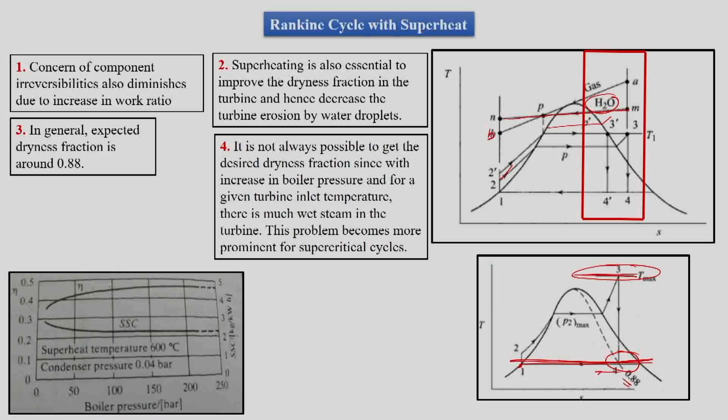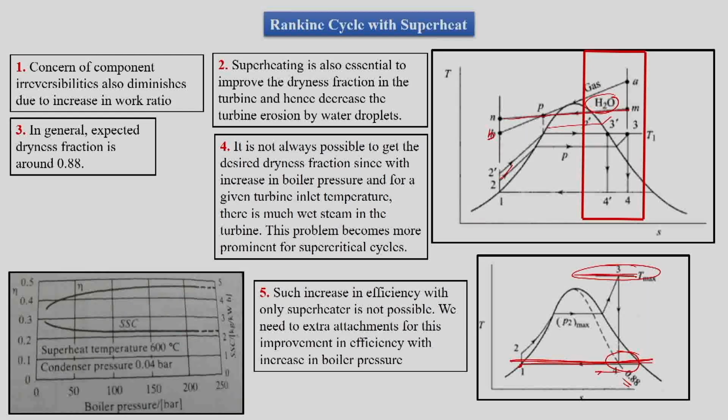So if we want efficiency to be continuously increased and specific steam consumption to be continuously decreased, it is not possible only with superheat, because it depends upon the source which is going to give heat. But yes, it is possible to increase the efficiency and decrease the specific steam consumption if we have certain extra attachments to the existing Rankine cycle, whatever we are talking about. We will see those attachments down the line.